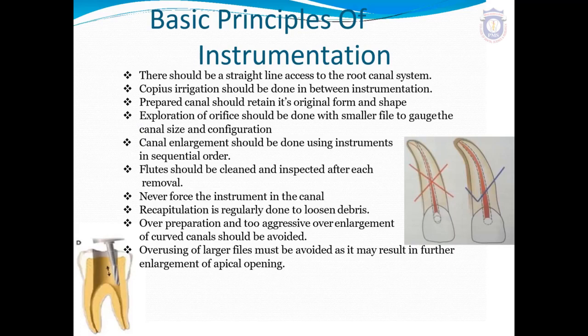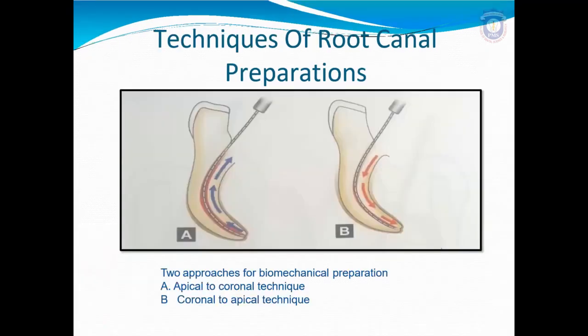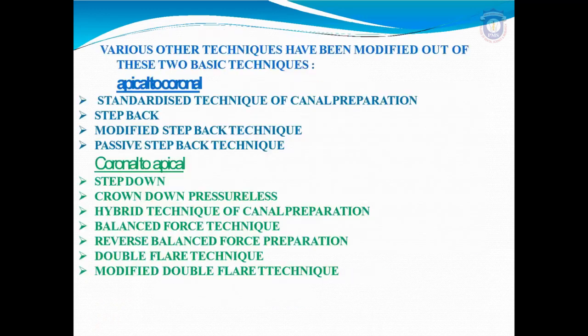Overusing of the larger files must be avoided as it may result in further enlargement of the apical opening. Coming to the techniques of root canal preparation, 2 approaches for biomechanical preparations are there: apical to the coronal technique and coronal to the apical technique. The various techniques have been modified out of these 2 basic techniques.